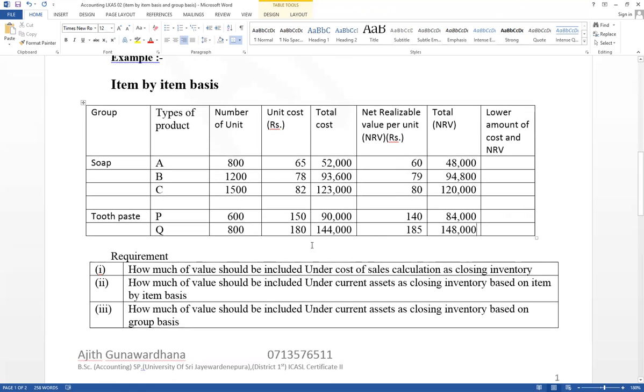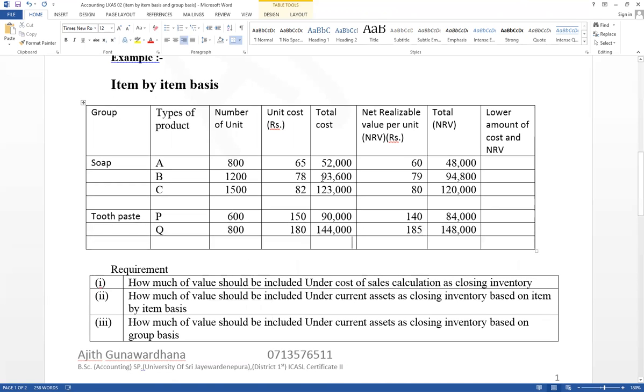Then think about the cost of sales calculation based on the matching concept. Total cost value should be included under cost of sales calculation. Take total cost value: 52,000 plus 93,600 plus 123,000 plus 90,000 plus 144,000. Therefore, 502,600. That is the value that should be included under cost of sales calculation as inventory, based on the matching concept. But the financial position should include the lower value of cost and NRV. Therefore, now I am going to calculate on an item by item basis.